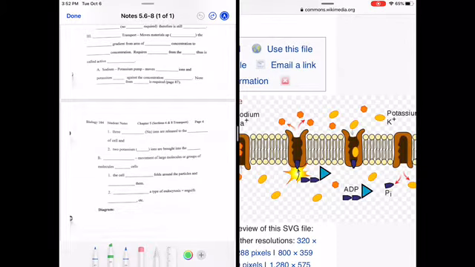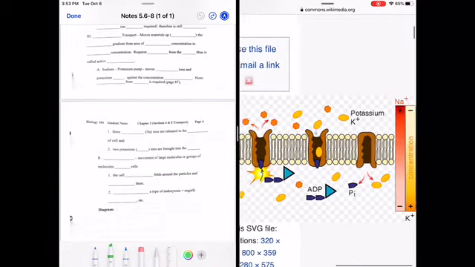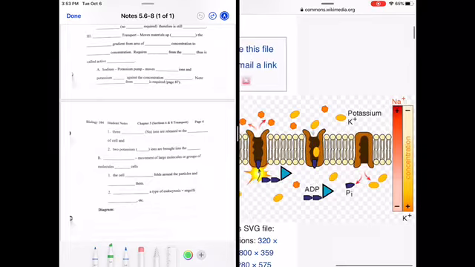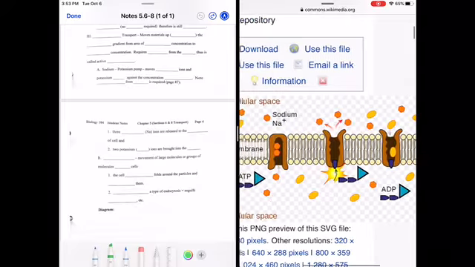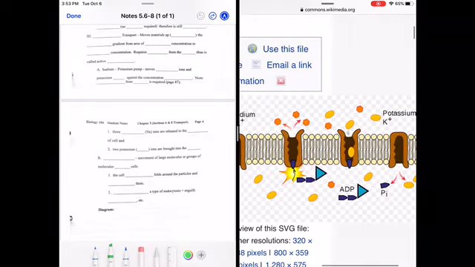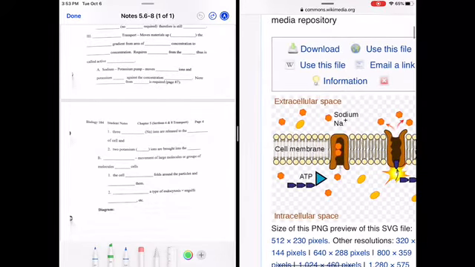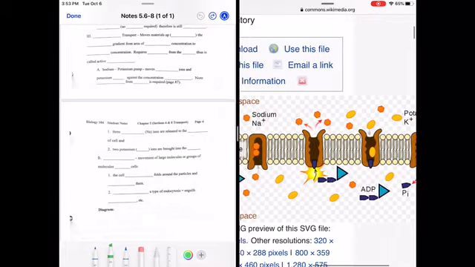And once the sodiums leave, then 2 potassiums will come in. The phosphate gets kicked out of here, and then the 2 potassiums come in. So if you notice, it changes shape as it goes across, and you are pumping against the concentration gradient. There's more potassium inside than there is outside the cell.